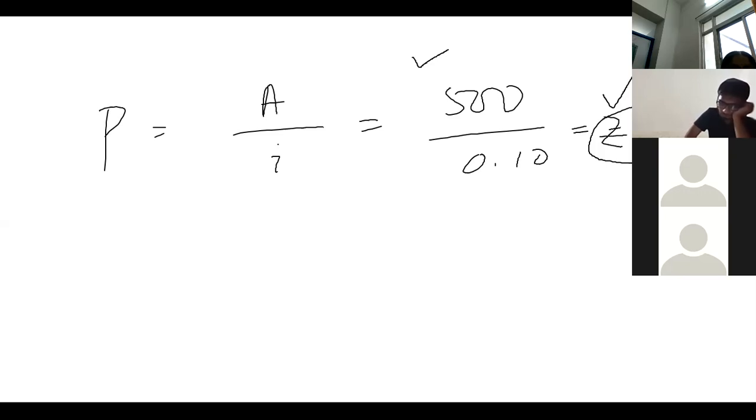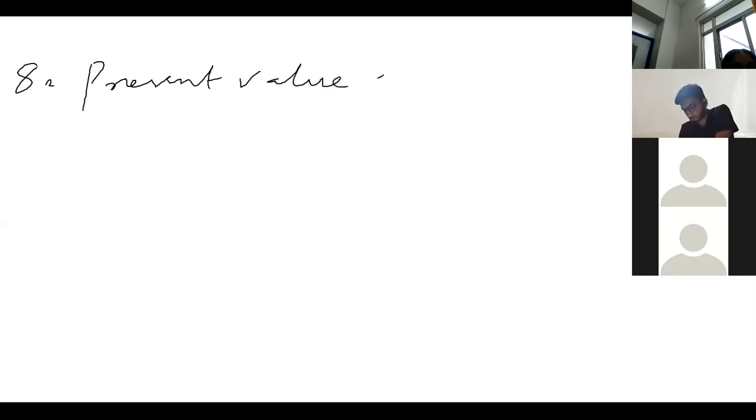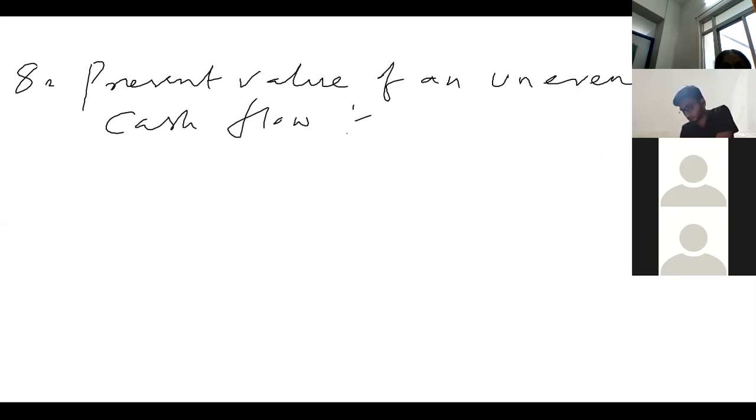So moving on, next is number 8, I think. Present value of an uneven cash flow. Like for example, in all this you saw it was an annuity and you easily calculated. It was a perpetuity, so you calculated. Now if the cash flow is uneven, that means each year it is differing, then how will you calculate?